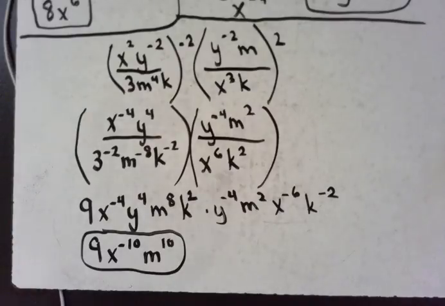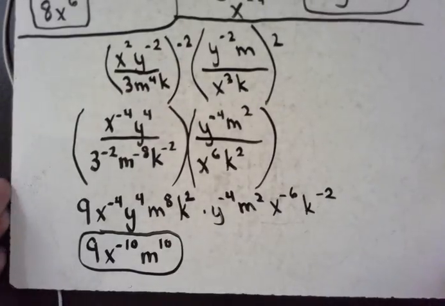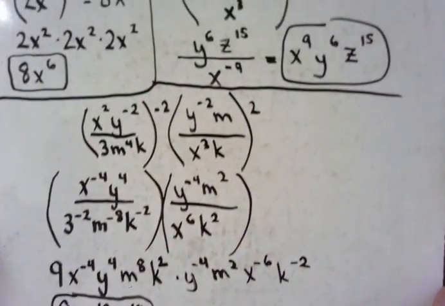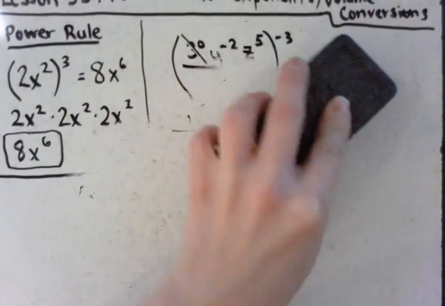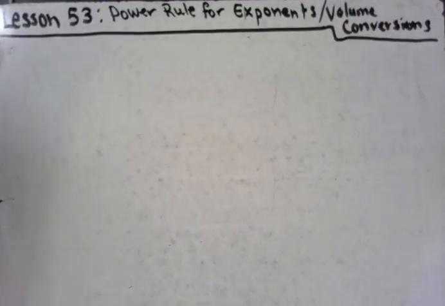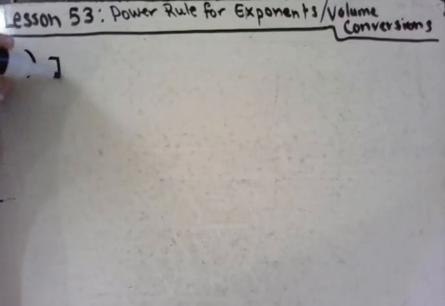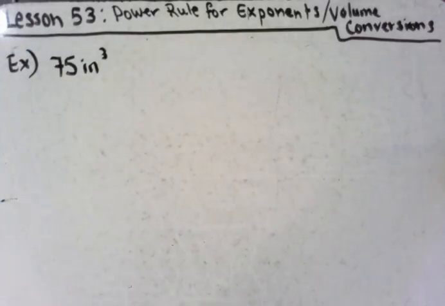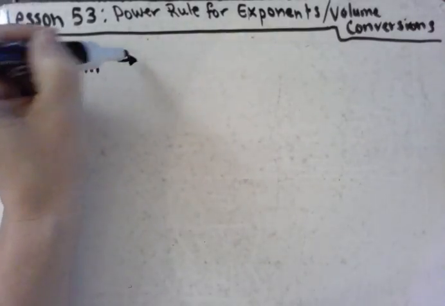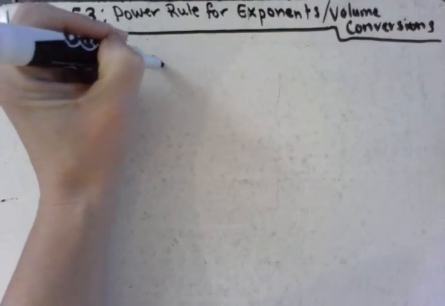Now we're going to completely change topics and go to volume conversions. Let's go ahead and start with that. This is a very simple one, so it shouldn't take very long. So we've learned about area conversions. When we're doing volume conversions, for example, if I have 75 inches cubed, so 75 cubic inches, and I want to convert that into cubic centimeters.